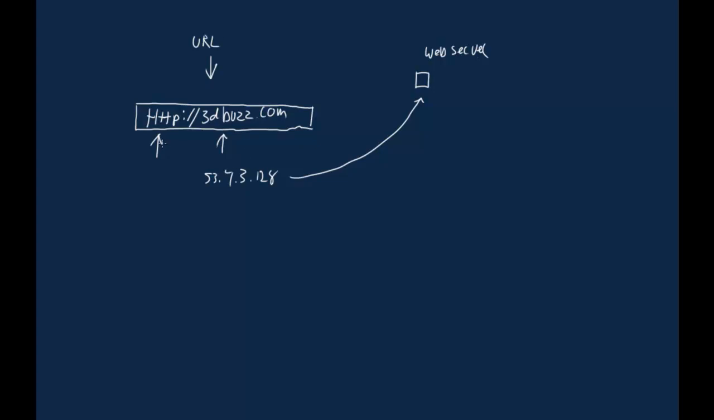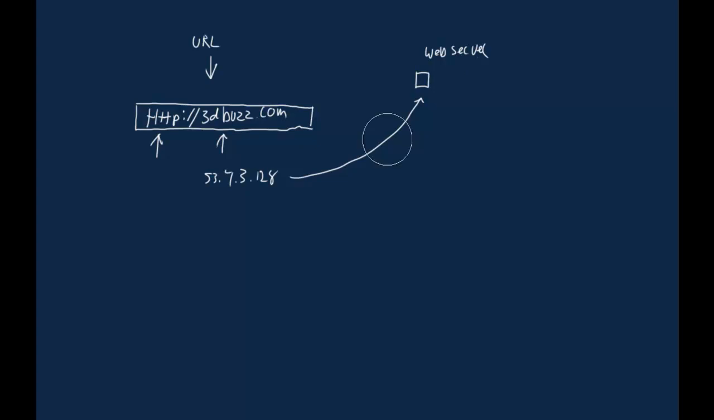Okay, so when we're on our browser, we type in a URL. The URL has two things, a protocol and a domain, or an IP address. And the domain gets translated into an IP address if that's what we have. And then our browser sends a request to our web server. Well, how does our browser know how to talk to a web server?